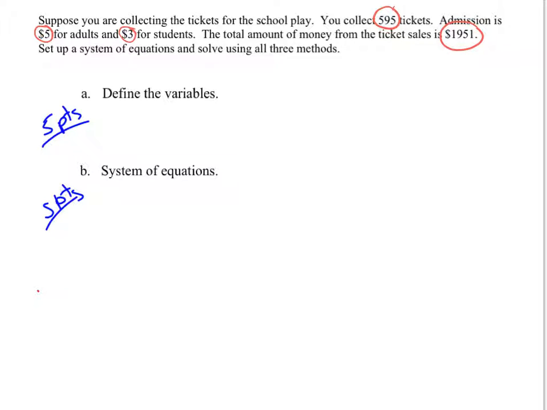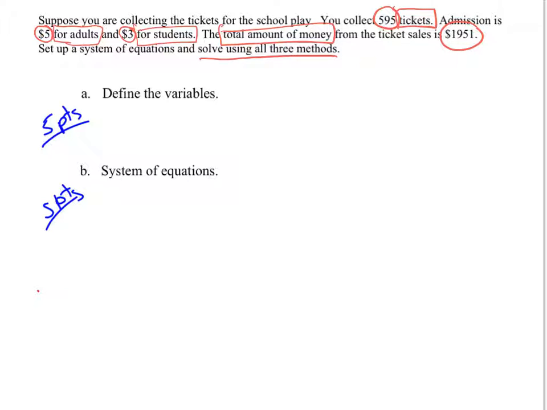And the question in this one is just really to solve using all three methods. So important things, we know that we are selling tickets and that it's $5 for adults and $3 for students. So that's important. And then our total amount of money is also important. And that was $1,951. Define the variables just means tell me what you want your X and Y to be.